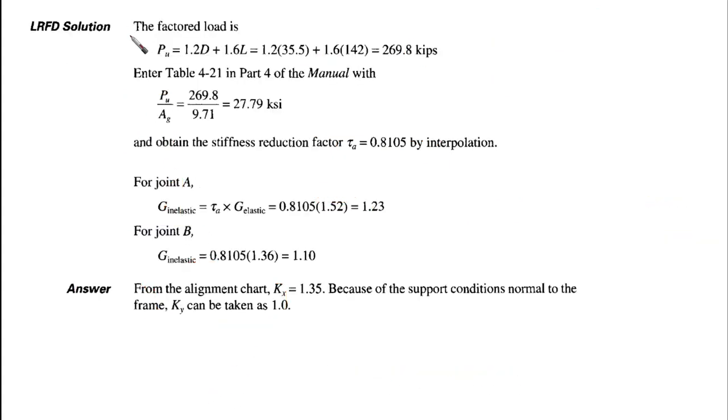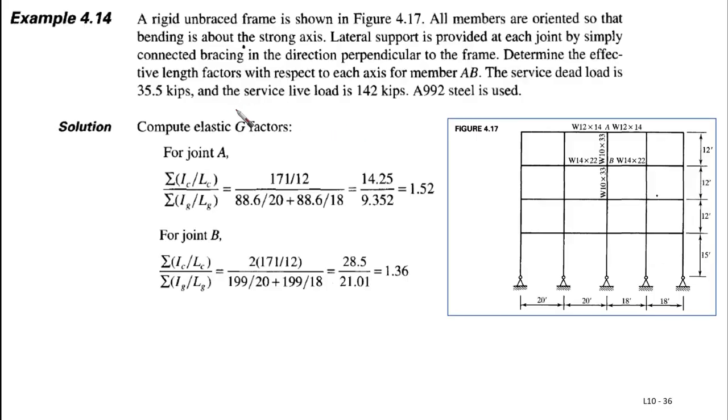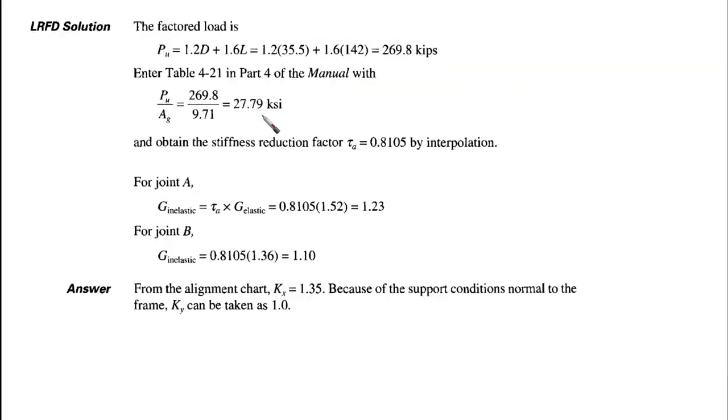Okay. Then for the LRFD solution, we want the compressive stress. So we are going to start with Pu, the ultimate load, that is given for us. Remember here in the example, they are giving us the service dead load and the service live load. What is the reason for this? The reason is to calculate Pu for the calculation of the compressive stress after that. Okay, so Pu is going to be 1.2 dead plus 1.6 live, and this provides 269.8 kips.